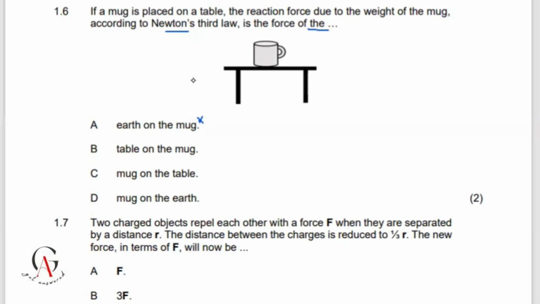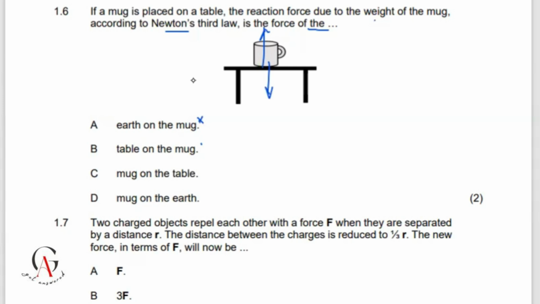Remember, with Newton's third law is that action and reaction will be equal but opposite. They told us the weight of the mag. Is it the table on the mag? No. If the weight is acting downwards, then that must be upwards. Is it the mag on the table? Then the mag on the earth.